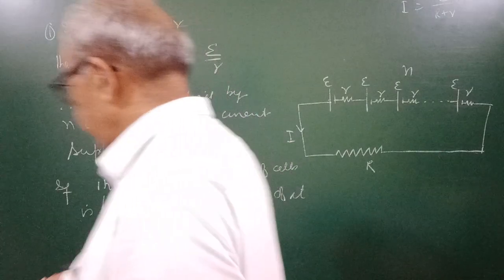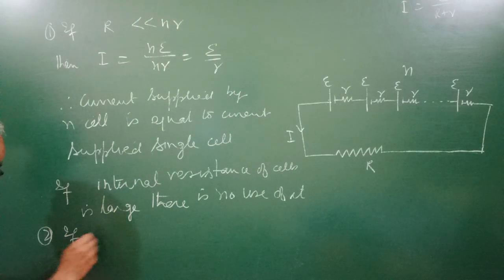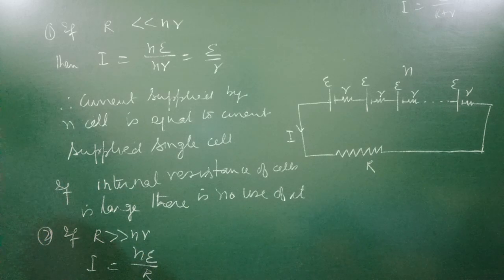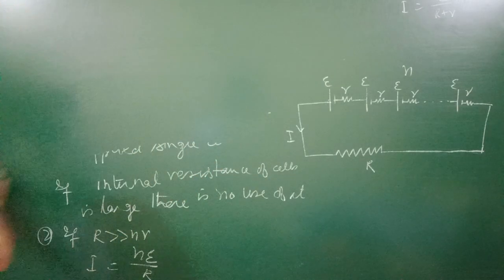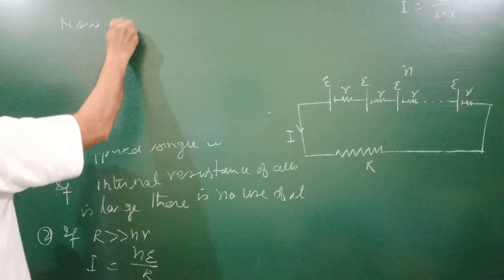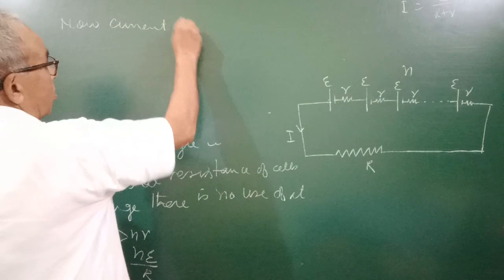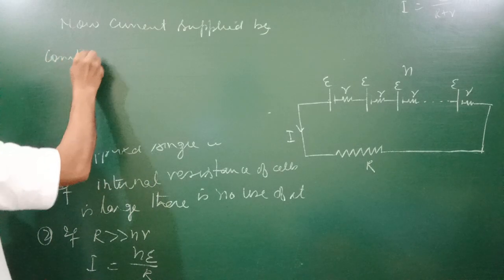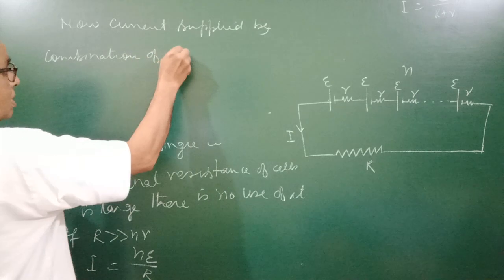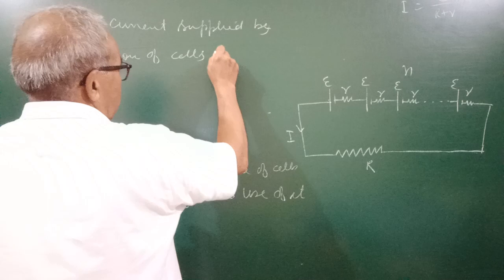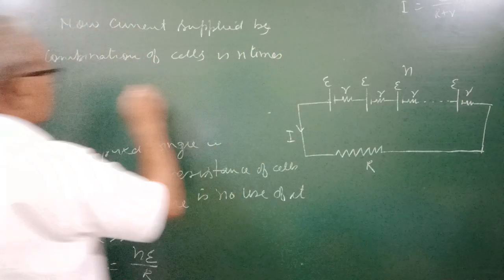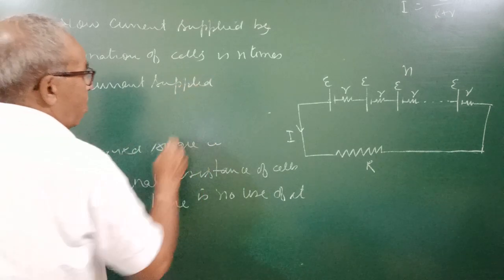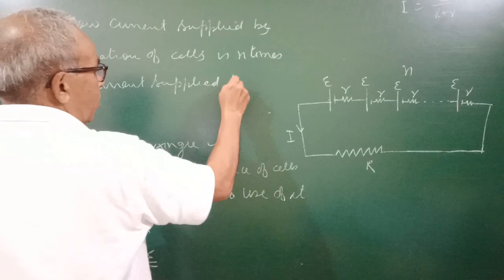Now number 2 case. If R is much greater than nr, then I will be nE upon R. Then it is n times the current supplied by a single cell. So current supplied by combination of cells is n times the current supplied by single cell.